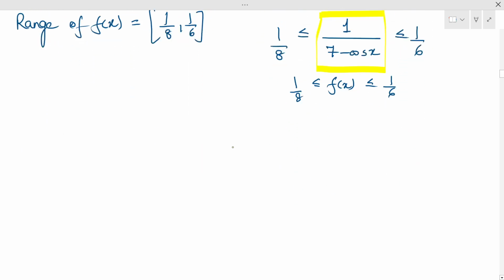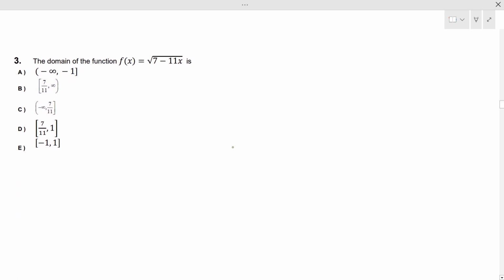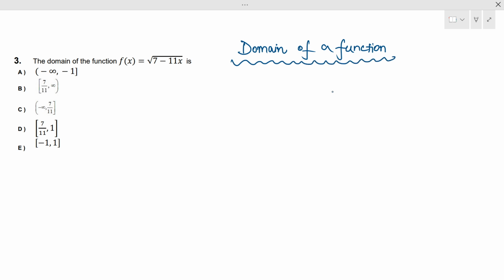Right? Yes. Moving ahead. So now we have our next question. Here we are asked to find the domain of the function, right? So first of all, I want all of you to understand the domain of a function. Domain of a function means the set of all possible x for which the function is defined, right? So here we are given f(x) is equal to square root of (7 minus 11x). We know that in a square root function, the number under the root should be non-negative, right?